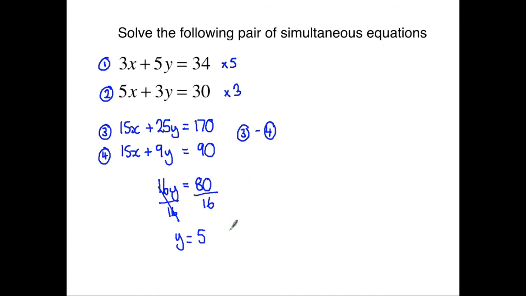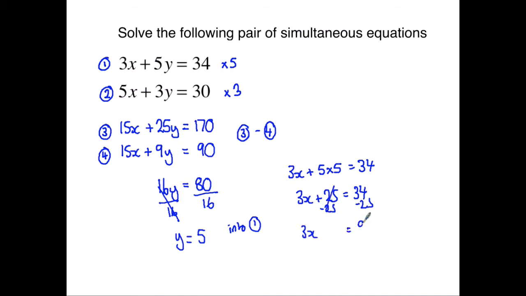Once we've got that, we can substitute back in to get the other value. So substitute back into number 1. So we've got 3x plus 5 lots of y, which we know is now 5, gives us 34. So 3x plus 25 is 34. So by subtraction of 25, we get that 3x must be 9, and therefore x is 3. It's a quick bit of substitution just to make sure that it's correct. So into the second one, we've got 5 lots of x, 5 lots of 3, which is 15, plus 3 lots of 5, which is 15, so 15 and 15 is 30. And we've checked it in the other equation, so it works.